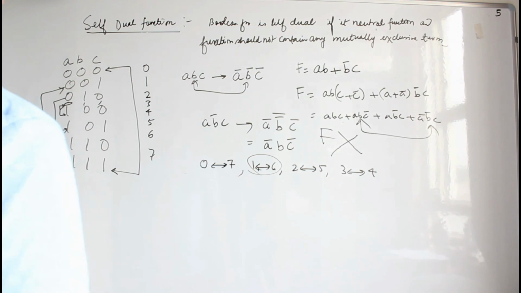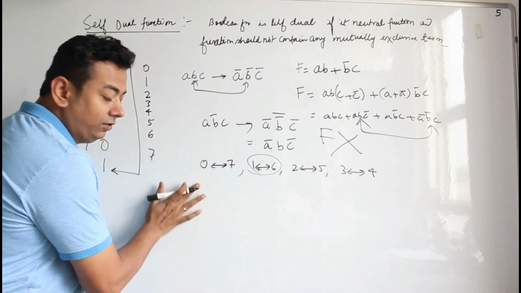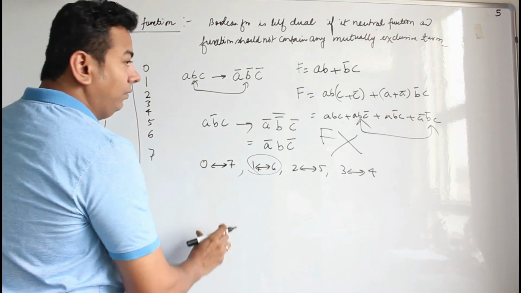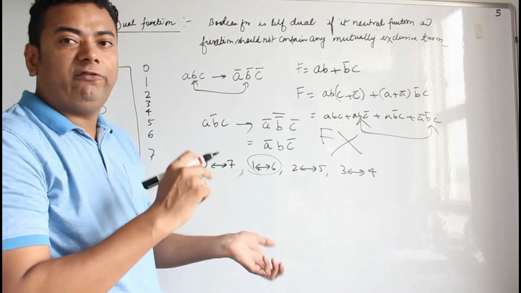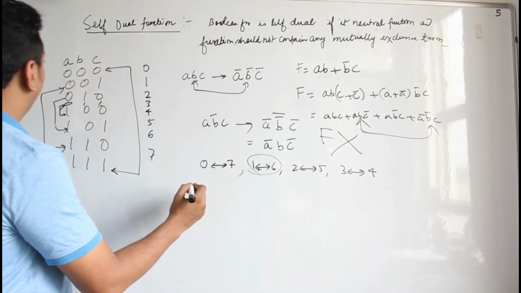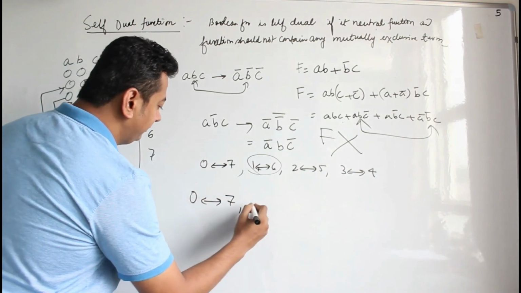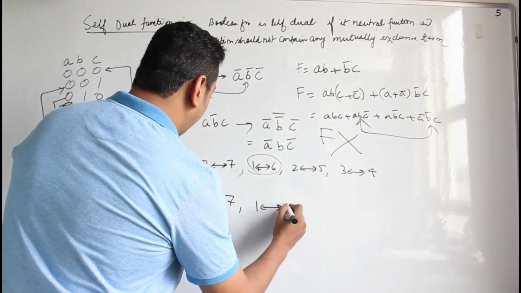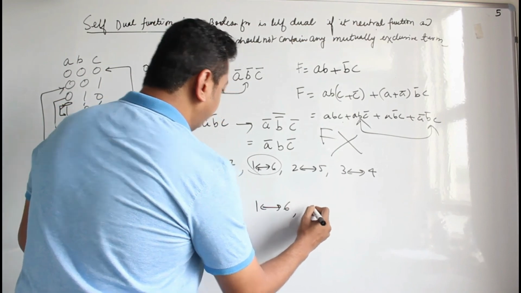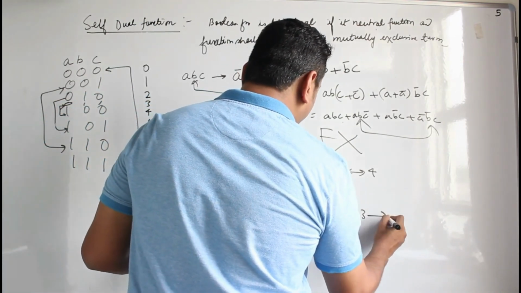Okay. So for 3 variables, what were the mutually exclusive terms? It was 0 with 7, 1 with 6, 2 with 5, 3 with 4.